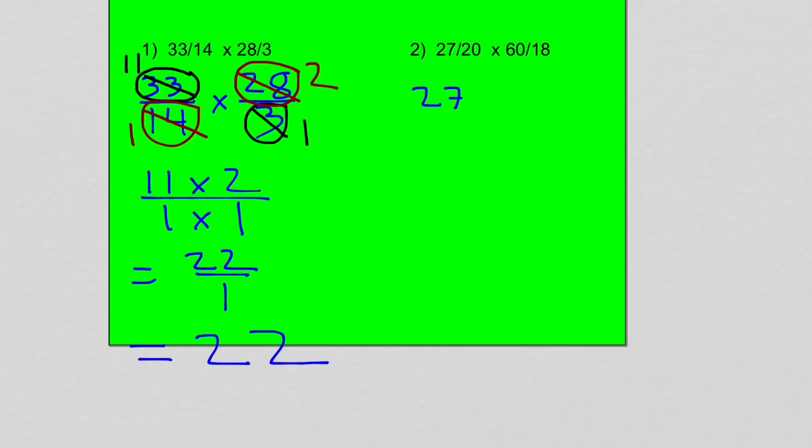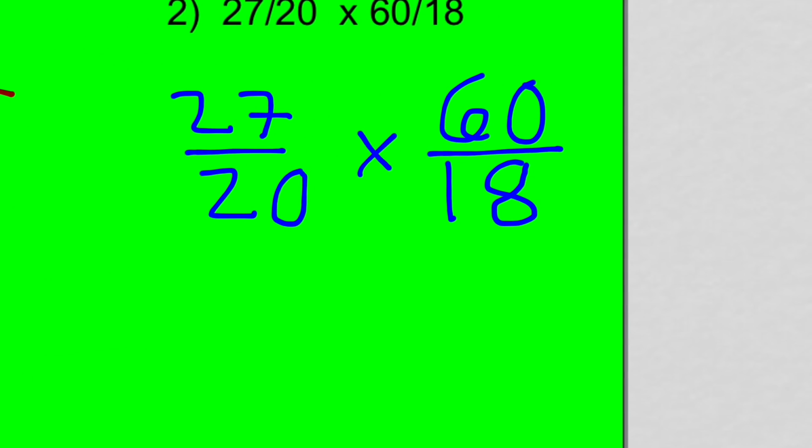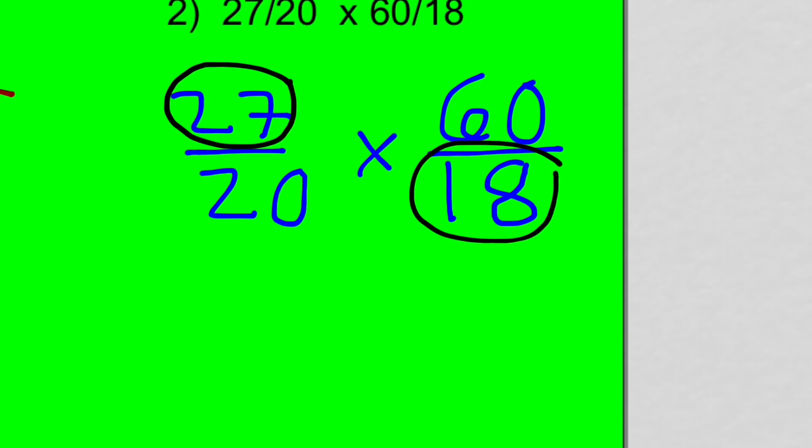27 over 20 times 60 over 18. I'm going to focus in on this one, and we're going to look at our diagonal numbers. 27 and 18. I want to find the greatest common factor that will divide into both 27 and 18. Well, the greatest common factor of 27 and 18 is 9.